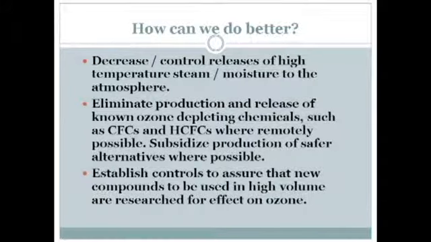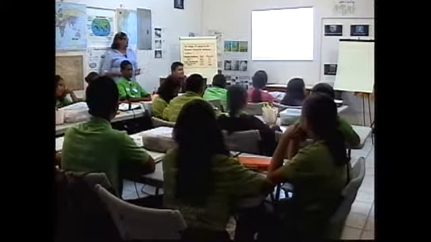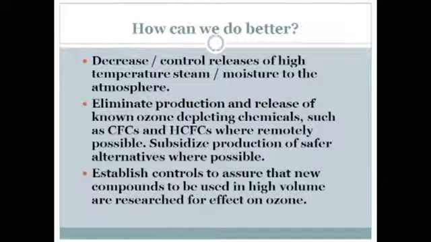Eliminate production and release of known ozone depleting chemicals, CFCs and HCFCs where remotely possible. Where it's possible, we need to practice. Remember, mitigation is making more progress, less severe until we have it completely in order. Subsidize production of safer alternatives where possible. So where we don't need to use them, we don't buy them.